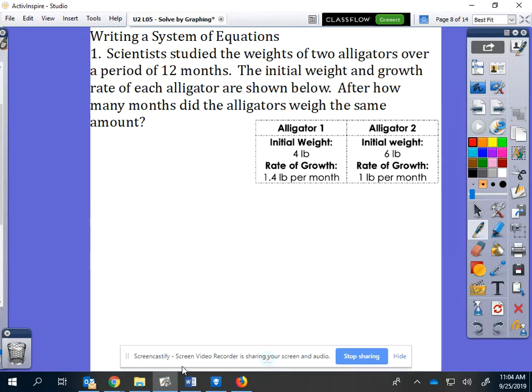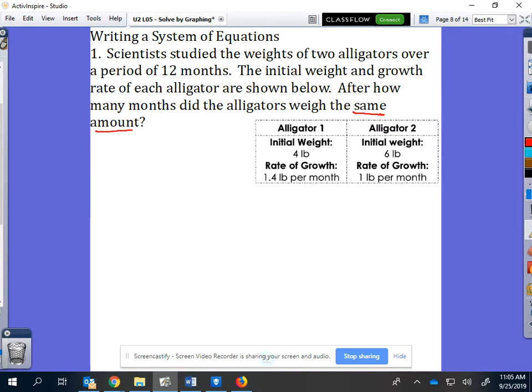So let's do this question together right now for our word problem. Scientists are studying the weights of two different alligators over 12 months. We have an initial weight and then the growth rate of each alligator in this table. So what we want to do is create our two equations, and then figure out something that you talked about yesterday, which is when their weights are going to be the same amount. That's basically the code there, that's a break-even problem.